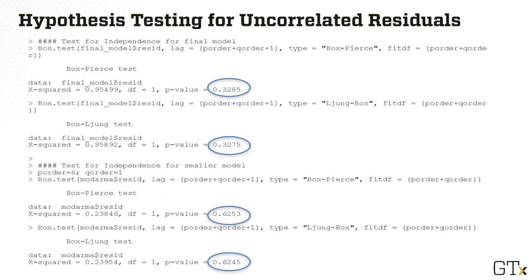The p-values are all large, indicating that the null hypothesis of uncorrelated residuals is plausible. Thus, according to this test, both models perform well in modeling the temporal correlation in the time series process.